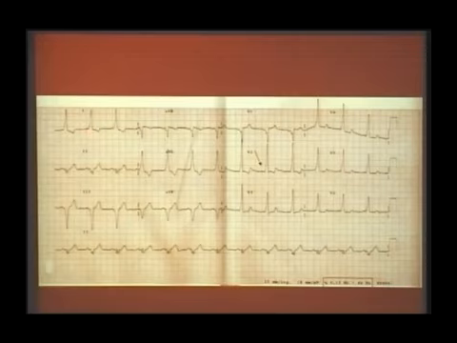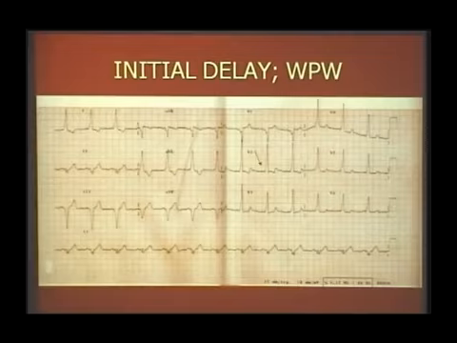The P wave is sitting on the QRS. There is no PR segment at all. That means your AV node is bypassed, and the bypass pathway is depolarizing the ventricular myocardium aberrantly, which produces the initial delay in the QRS. So this is a classical initial delay in the QRS, which is WPW or a pre-excitation syndrome.